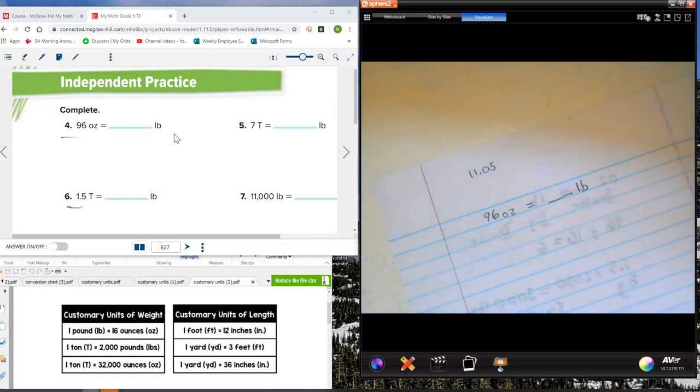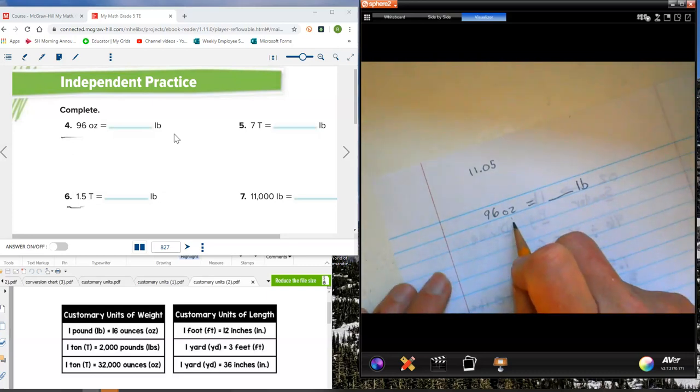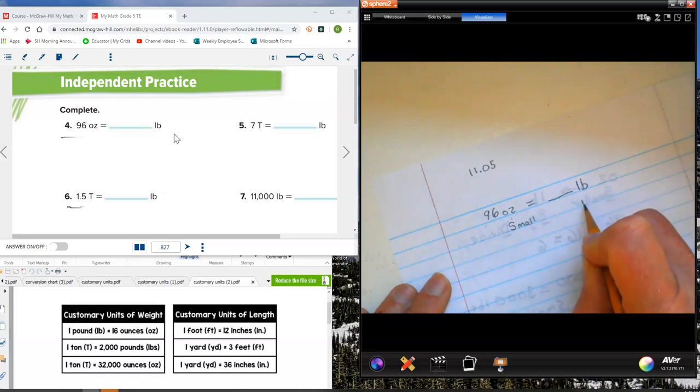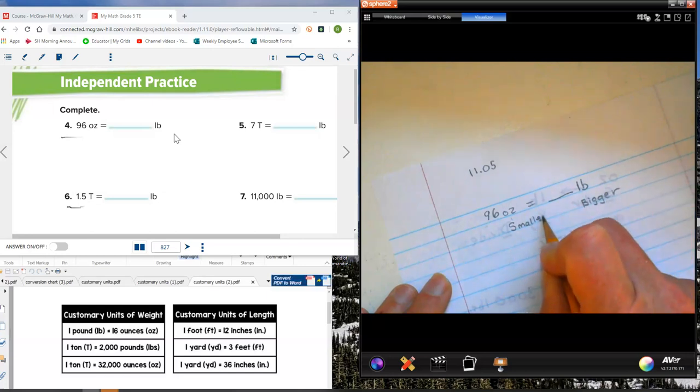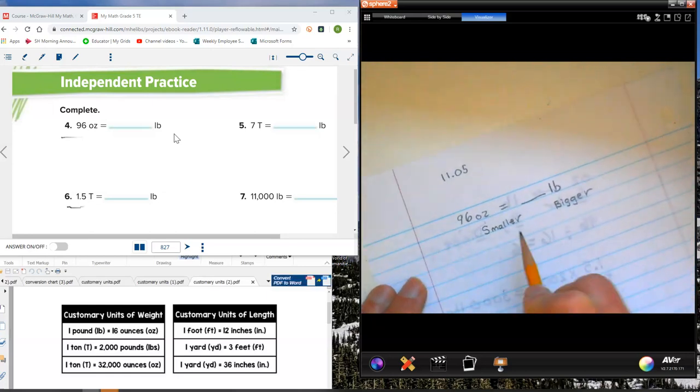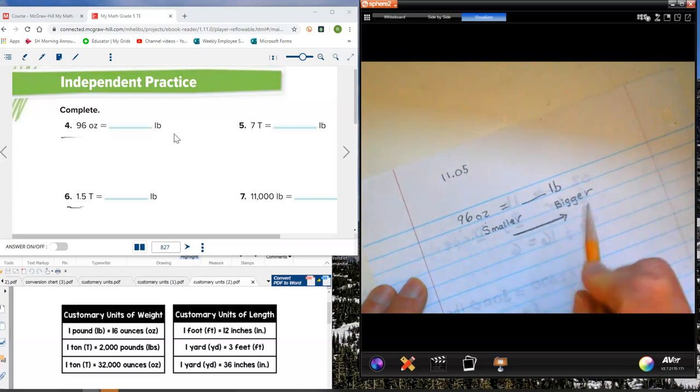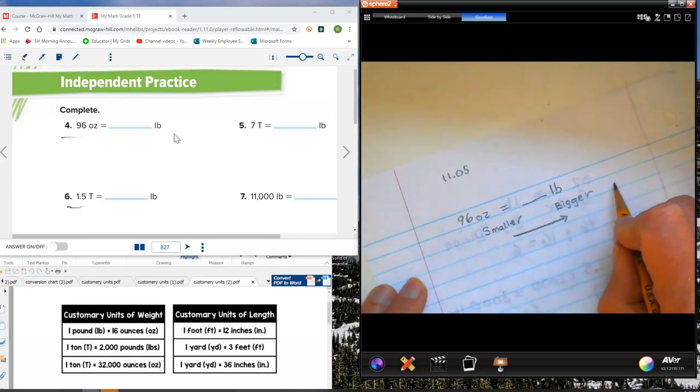If I remember, ounces are small. An ounce is about the weight of a slice of bread, and 1 pound is about the weight of a shoe. So obviously the ounce is going to be the smaller unit of measurement. So I'm going to go from a smaller unit to a bigger unit. And when I go from smaller to bigger, I divide.